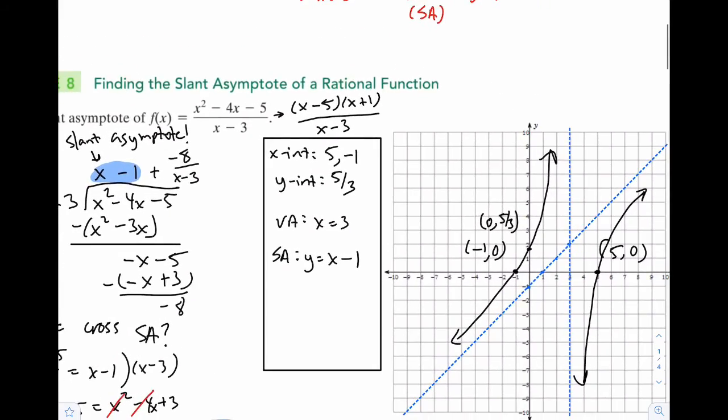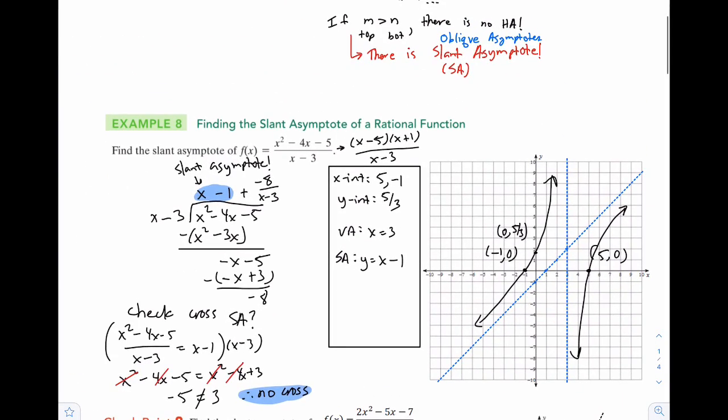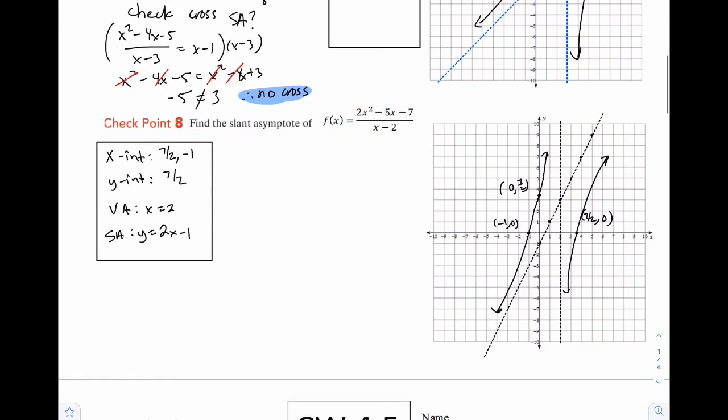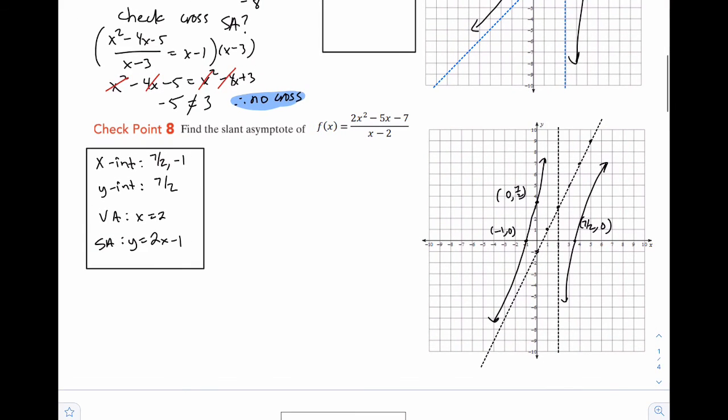Okay, and that would be the entire lesson. Now, I do want you to practice it just to make sure you have these mechanics down before you do the practice problems. So there's a checkpoint. It's very similar. So try this on your own. And I put the answers right here, so you can pause it and then check your answers once you're done with this example. But that's it for the lesson, and I'll see you next time.